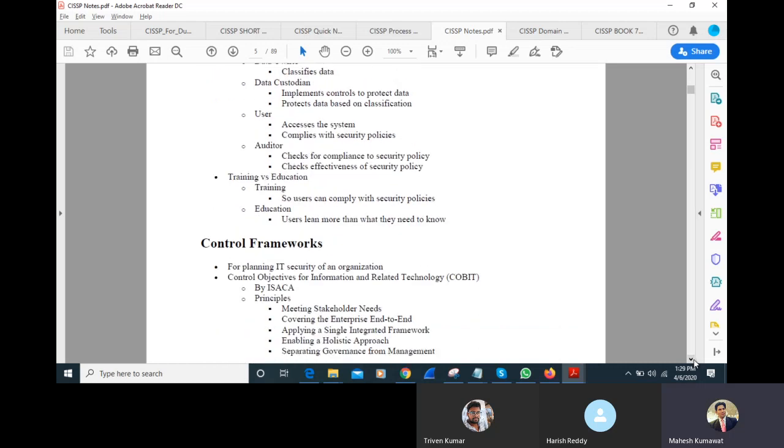And training versus education. Training is so users can comply with security policies, and education is basically users learning more than what they need to do.